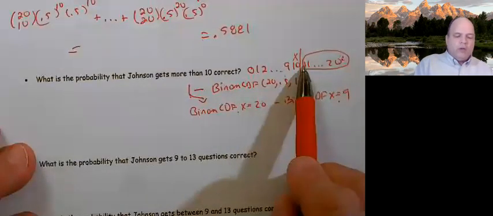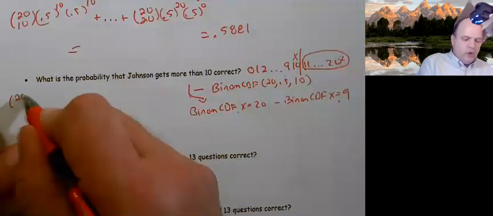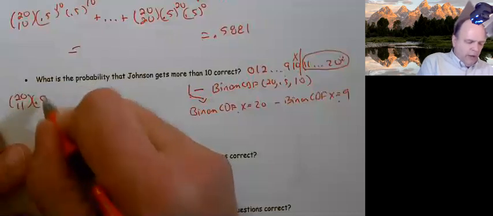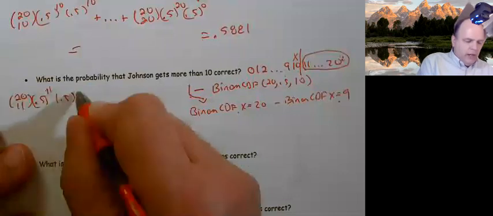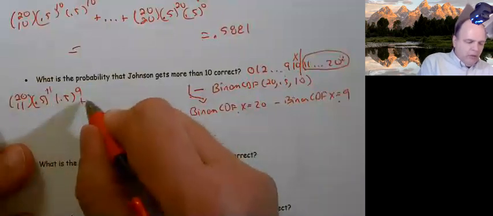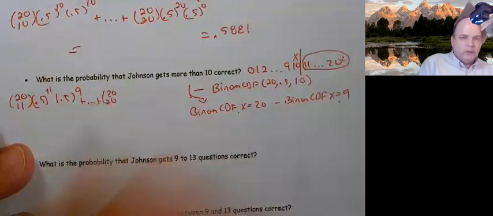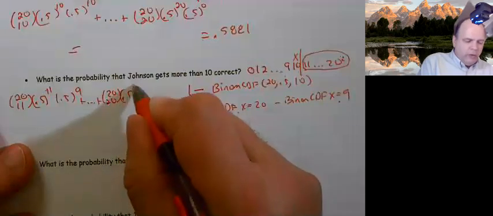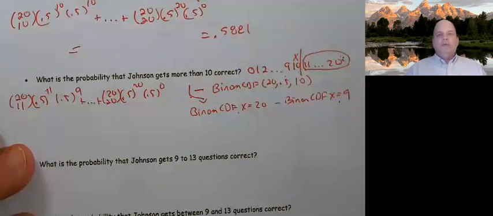Work shown is always the sum of the PDFs. So 20 choose 11, 0.5 to the 11th, 20 minus 11 is 9, plus dot, dot, dot, plus 20 choose 20, 0.5 to the 20th times 0.5 to the 0.